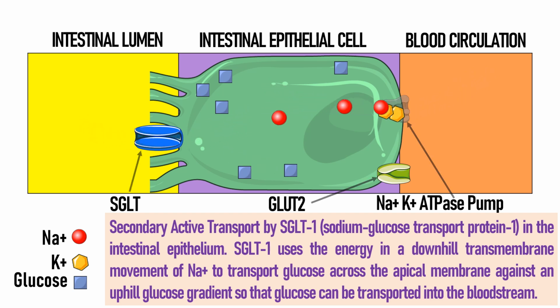There are specific transport proteins involved. Please follow this animation. The red balls represent sodium ions. The blue squares represent glucose molecules, and yellow hexagons represent potassium ions. The sodium-potassium ATPase pump, which is located on the basolateral aspect of the intestinal cell, pumps 3 sodium ions out of the intestinal cell for every 2 potassium ions pumped into the cell.